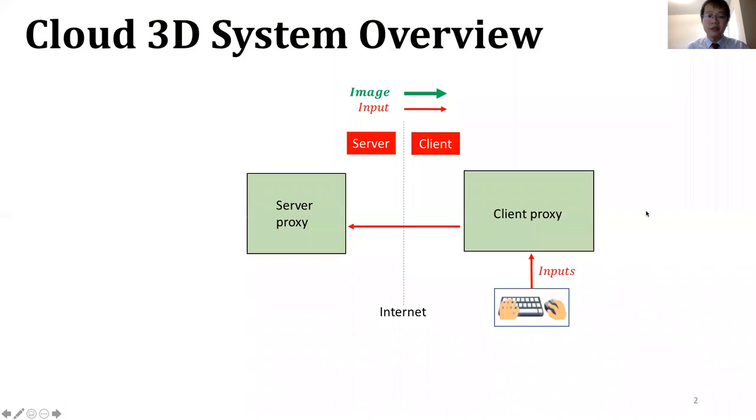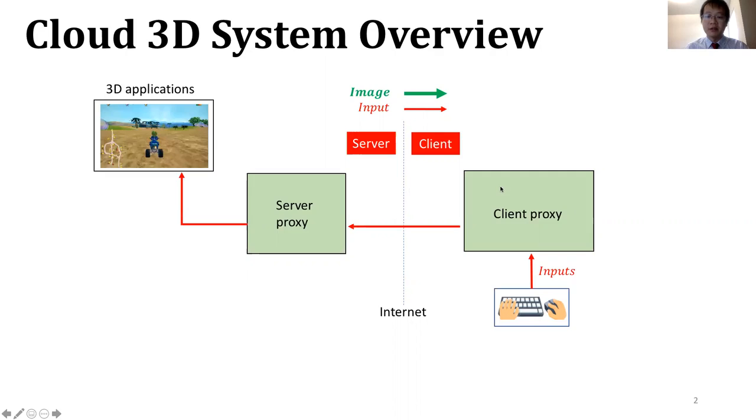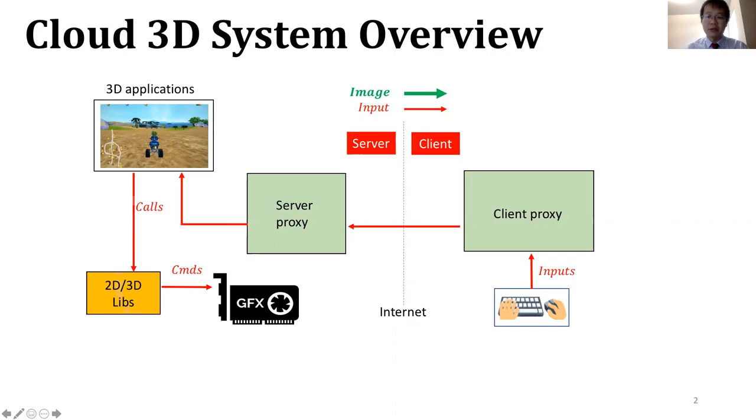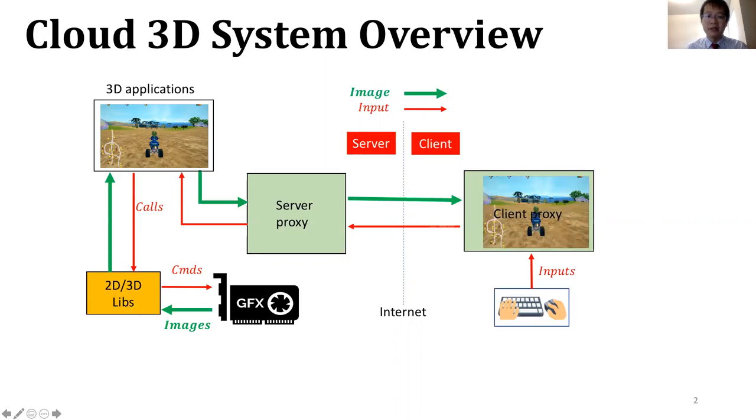For a Cloud 3D system, it needs a client proxy and a server proxy to send the user input to the cloud and send the images back to the client side. The 3D application runs in the cloud and receives inputs from the server proxy. 3D applications call 2D and 3D functions and get frames rendered on GPU. When the frame is ready, it is copied from GPU memory to CPU memory, and then sent to the client side for display.